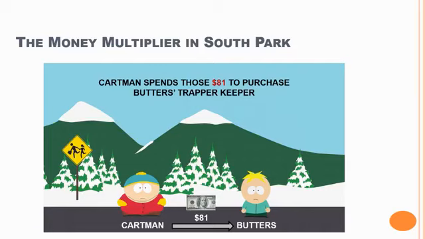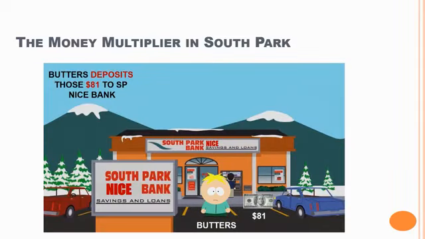And as always, this is an assumption that we make. Butters is simply going to save this money to his bank. So his bank is South Park Nice Bank. So he's going to take this $81 and he's going to deposit this amount of money into his checking account.